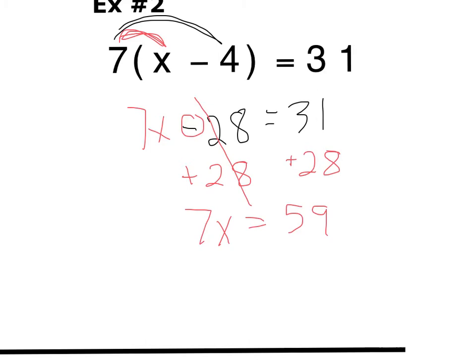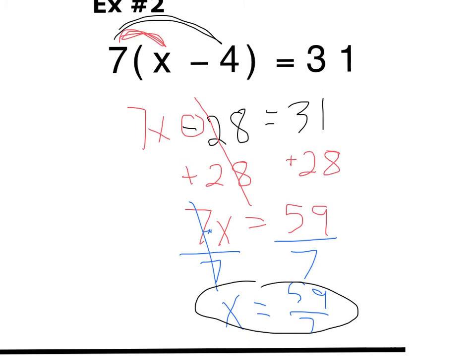Okay, so we have to now undo the multiplication between the 7 and the x. We undo multiplication with division. Those 7's cancel out, and we have x equals 59 over 7. Okay, so sometimes you're going to get answers that are fractions or aren't whole numbers. That's okay. That doesn't mean it's wrong. So you're going to have to be okay with that a little bit. If you want to take 59 divided by 7 on your calculator and reduce that, that'll work too.